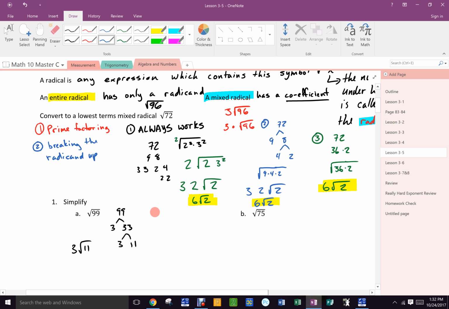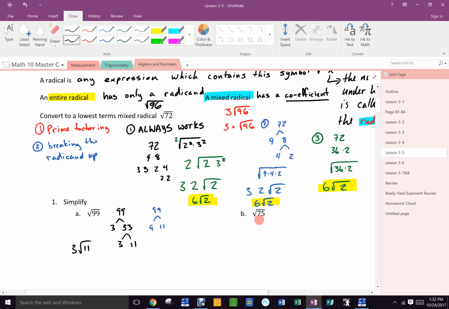What about the blue way? 99 is... No, because we're taking out a group of them. 99 is 9 times 11, isn't it? Can I stop there? Because 9's a perfect square. What's the square root of 9? 3. What comes out? 3. Does 11 have a square root? No. So it stays under there. Picking up what I'm putting down? Yeah. Great.